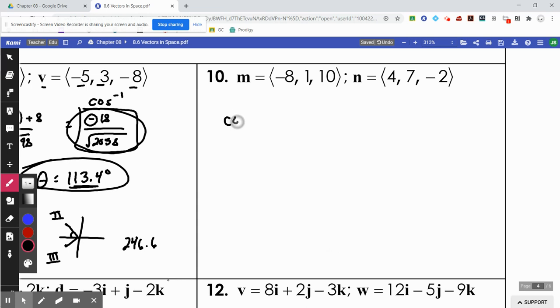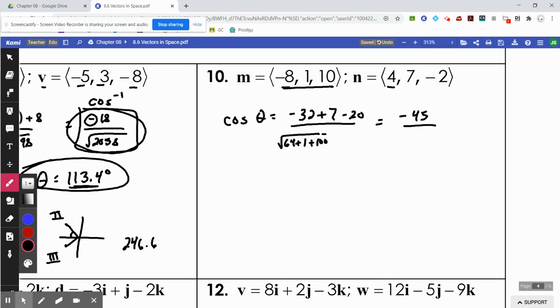So number 10, the cosine of theta is equal to, first off on top, the dot product of these two vectors, m dot n, that's going to be negative 32, plus 7 minus or plus negative 20. When you do those together, that's going to be negative 52, and 7 is negative 45 over the magnitude of m. So that's going to be the square root of a squared, which is 64, plus b squared, which is 1, plus c squared, which is 100. And that's going to be the square root of 165 times the square root of a squared plus b squared plus c squared over here.